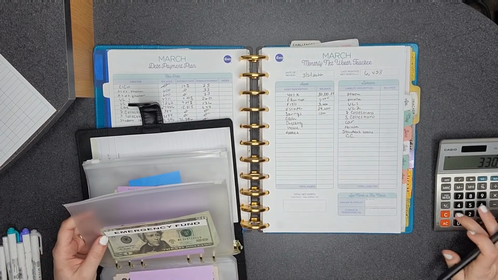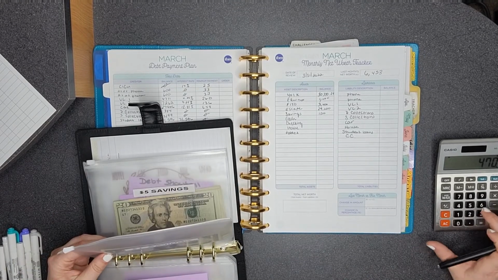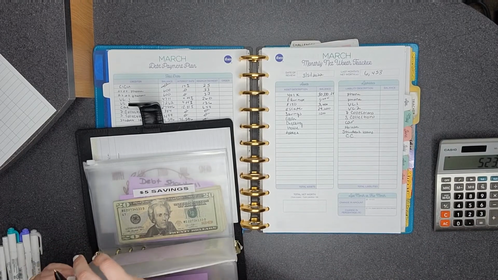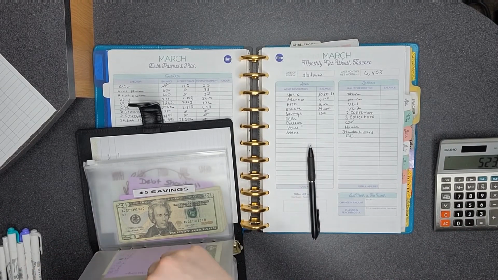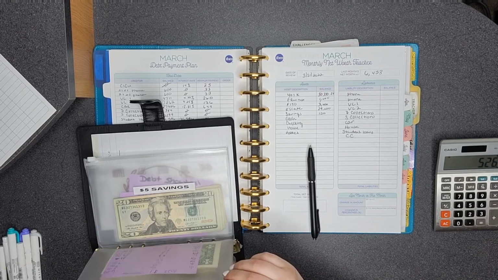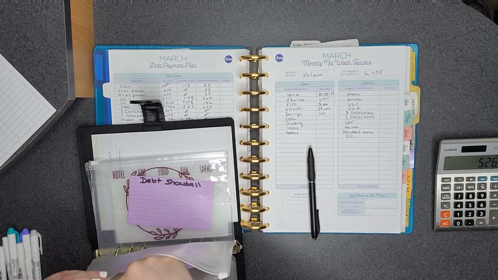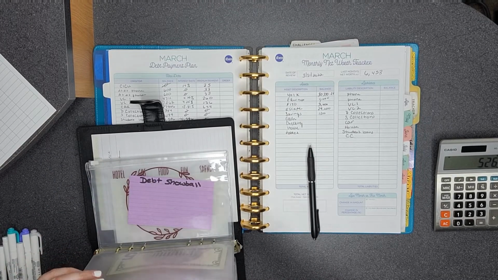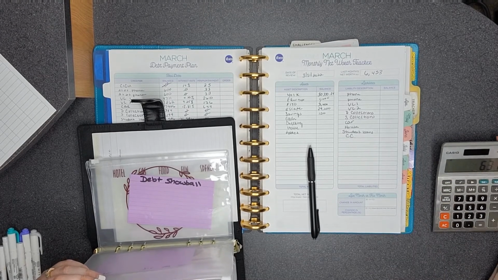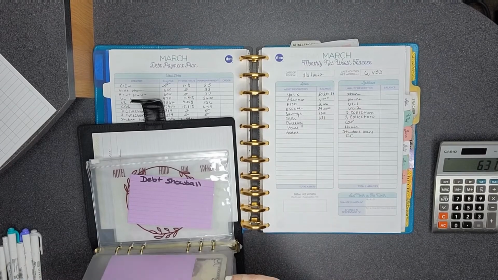Emergency fund has 140 in it. And there's 53. Make sure. 56, sorry. We add $3 more. And then the $5 savings has 105 in there. So we have $631 in cash at home.